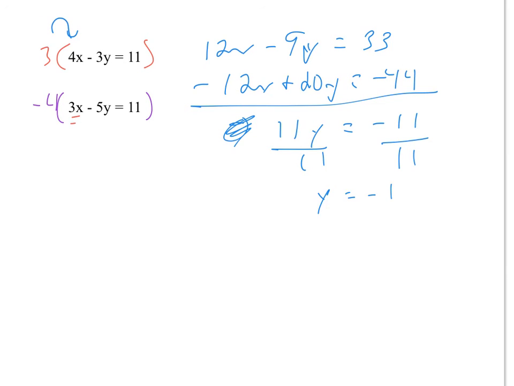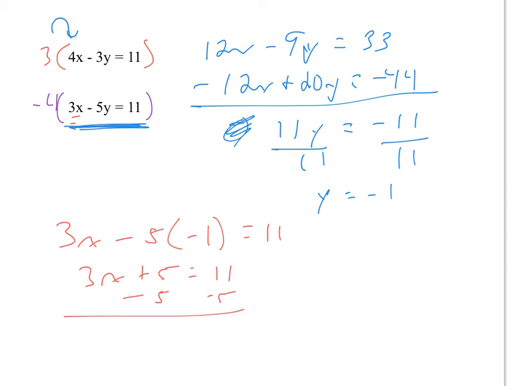I'm going to take that and plug it back into one of my original equations. It really doesn't matter. Let's just choose the second one this time for the fun of it. And this is fun. So I'm going to do 3x minus 5 times y, but y is negative 1, is equal to 11. I have 3x minus 5 times negative 1, which is positive 5, is equal to 11. Subtract the 5. I get 3x is equal to 6, divided by 3 on both sides. X is equal to 2.